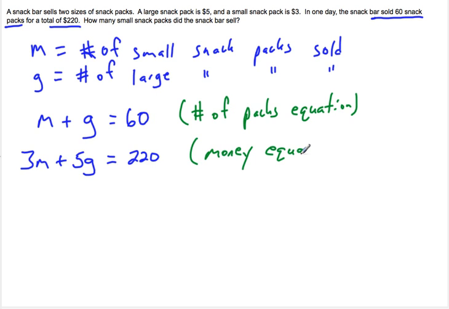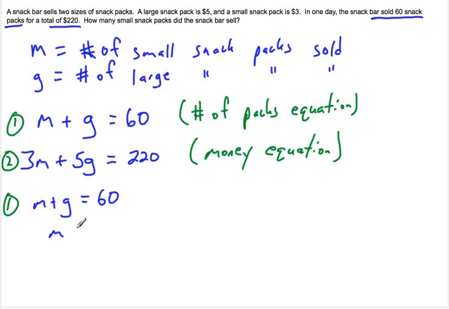Okay, so we're able to use these same variables for a number equation and a money equation. Notice M and G just represent the number of. Once you multiply it times money, that becomes money, right? So number of and money. So now we have our system of equations. We have equation 1, equation 2. We can use substitution to solve. So in equation 1, I can subtract G from both sides and get M equals 60 minus G.